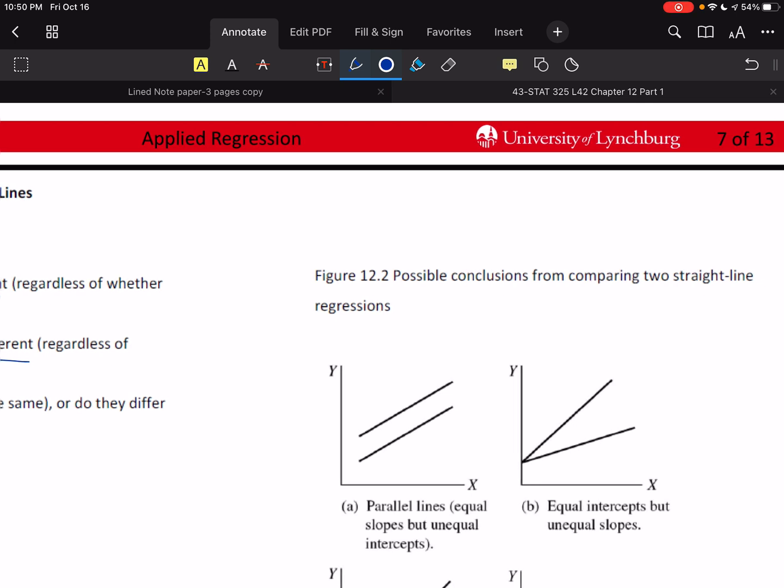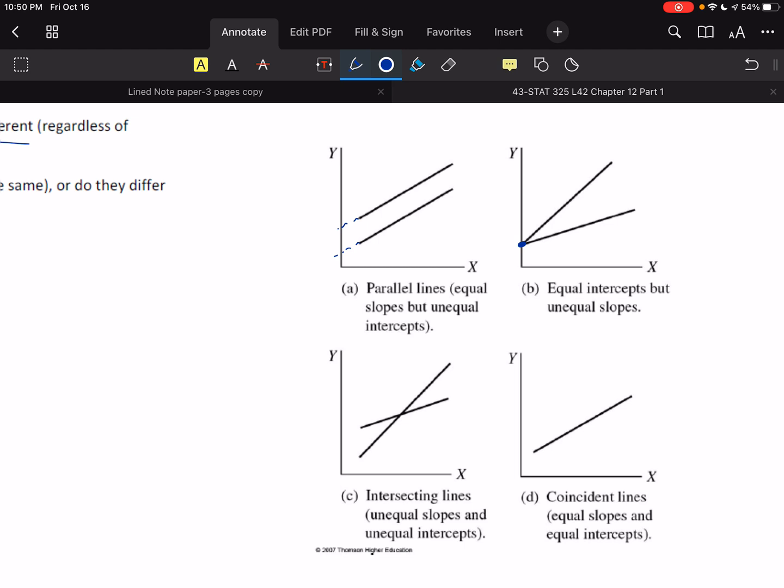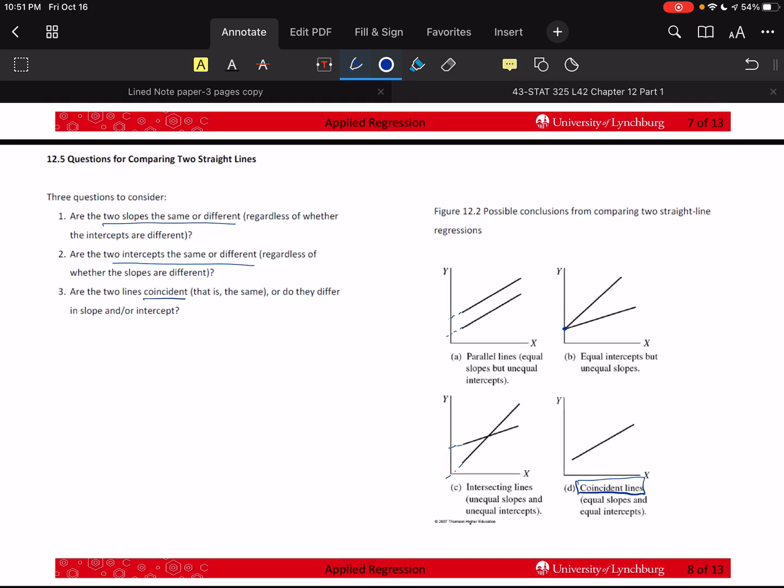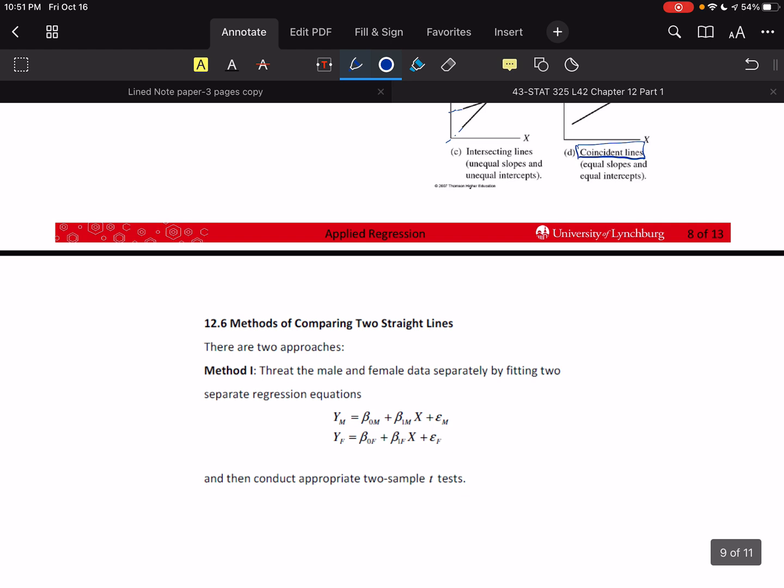These are parallel lines with different intercepts, so you'll see where they cross the y-axis would be in different spots. Here they have the same y-intercept, but obviously different slopes. And in C, we have intersecting lines, so not only do they have different intercepts, but they have different slopes as well. And then finally, D, these are the coincident lines. There's two lines here, but they're identical, so one is plotted on top of the other. So this is what a coincident line is. Both the slopes and the intercepts are the same. Okay. And these are some important questions that come up in many applications.